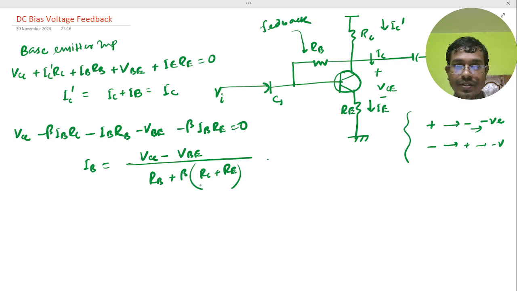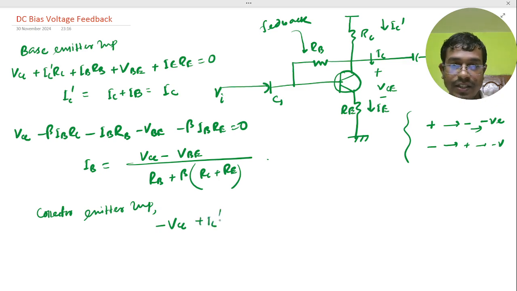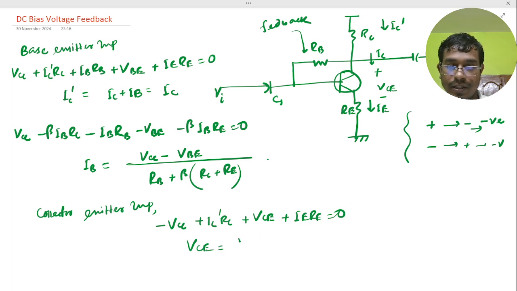And when we consider the collector-emitter loop, we get minus VCC plus IC dash RC plus VCE plus IE RE equal to 0, and the collector-to-emitter voltage is basically VCC minus IC times (RC plus RE).